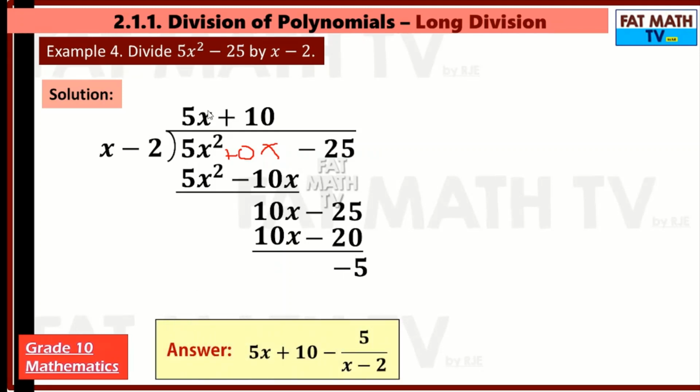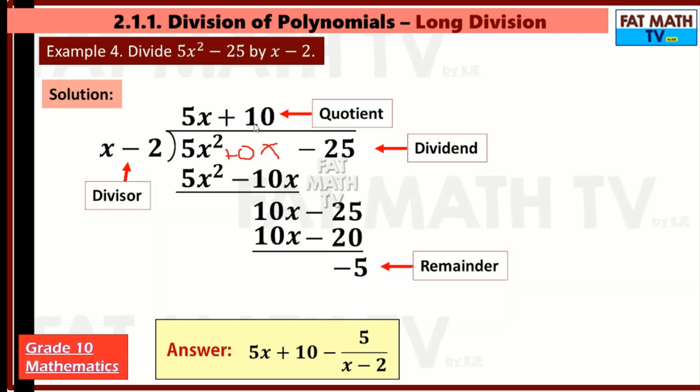So the answer is going to be 5x plus 10. You write it here. 5x plus 10. And then the remainder, since it's negative, you put here minus 5 over the divisor here, x minus 2.